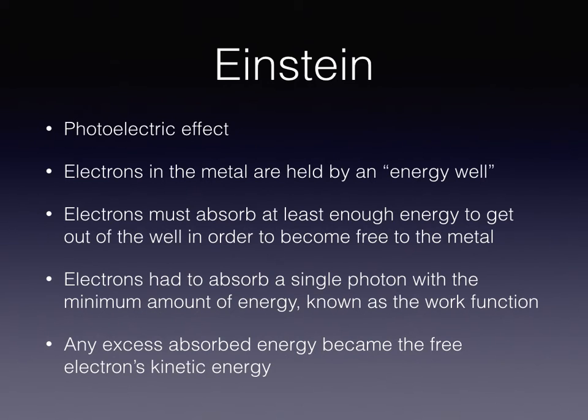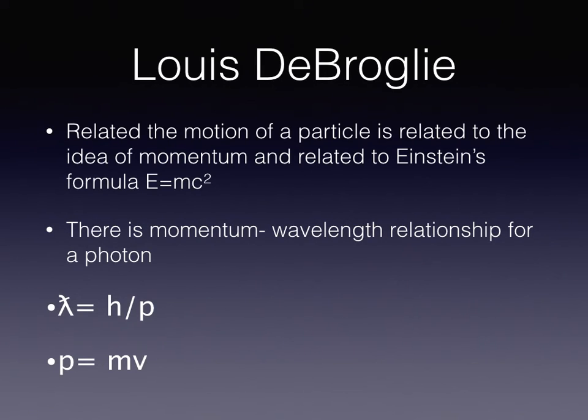Louis de Broglie, he related the motion of a particle to the idea of momentum and related Einstein's formula E equals mc squared. There is momentum, which is a wavelength relationship for a photon. So just showing how they interrelated with one another.